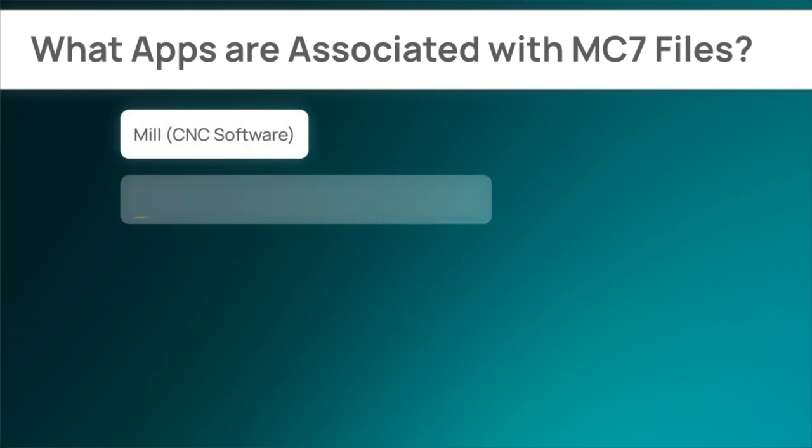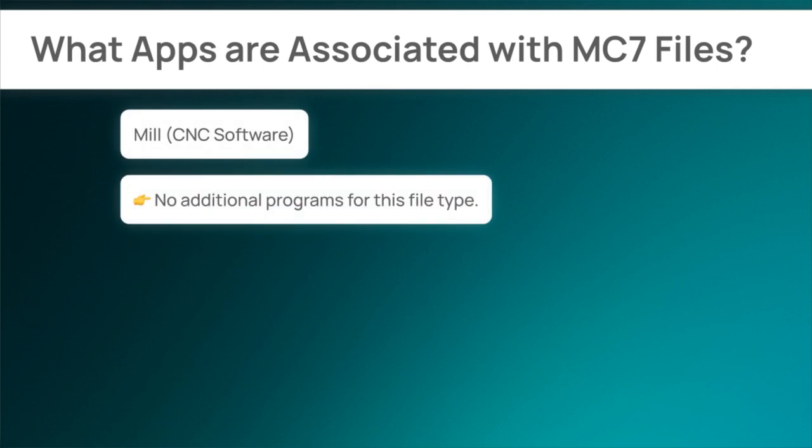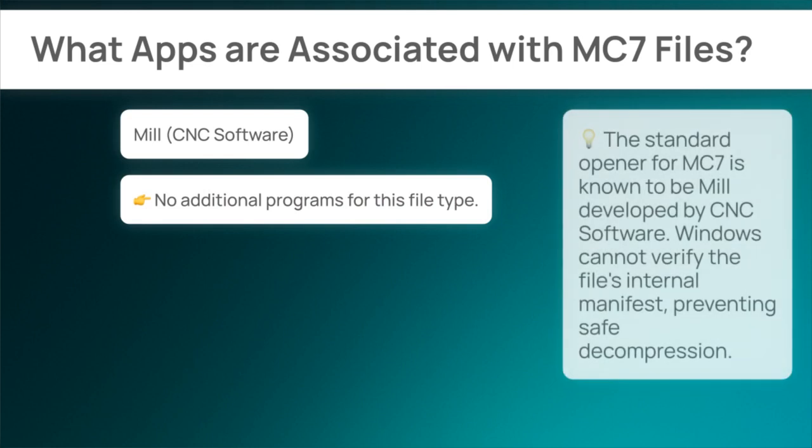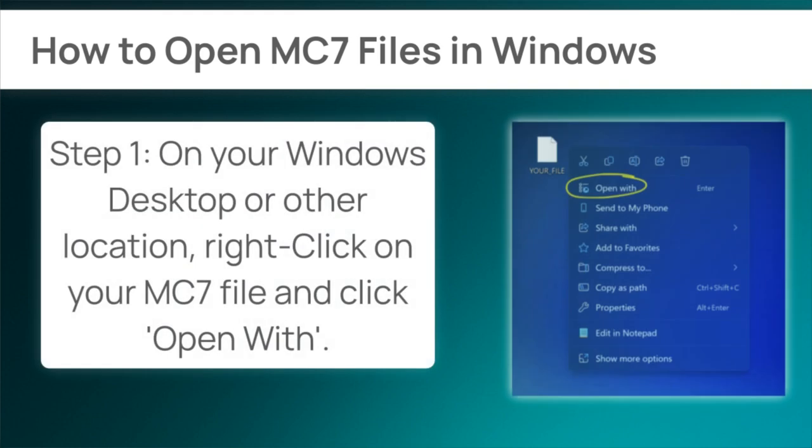You will typically find mill developed by CNC Software associated with MC7. Windows cannot verify the file's internal manifest, preventing safety compression. Windows is limited to basic file details, so full examination requires engineering-focused CAD software. The problem is often a missing file hook.